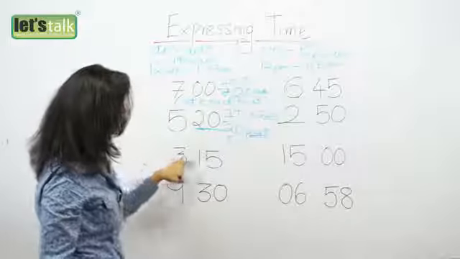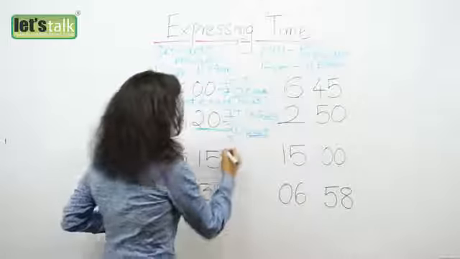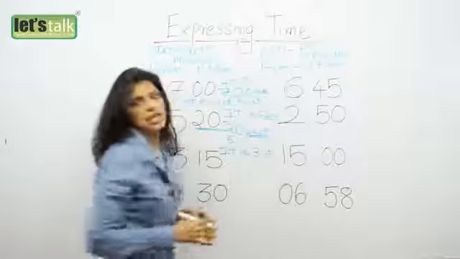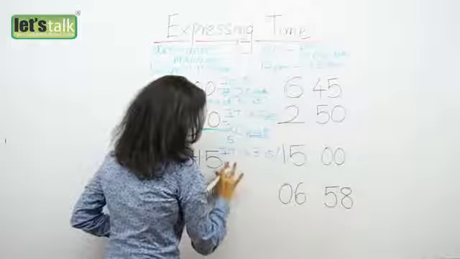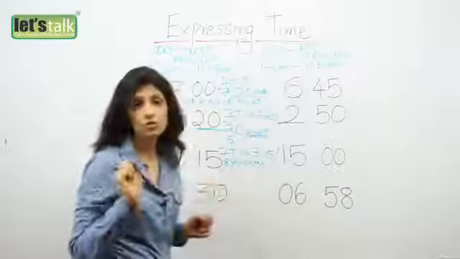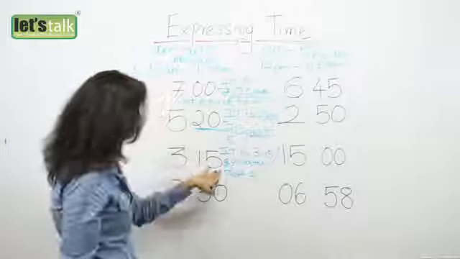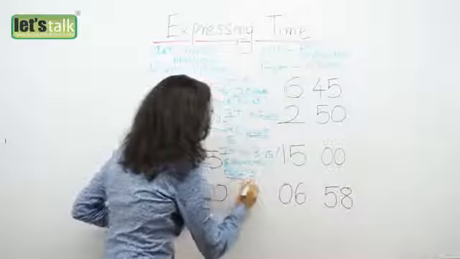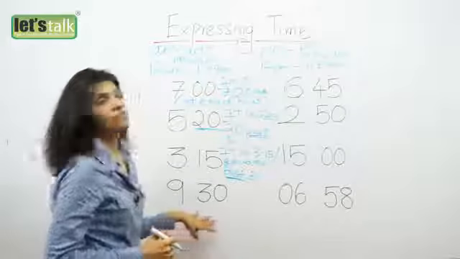Now the next one, 3:15. Now 15 minutes makes 1/4 of an hour. So you can say it is 3:15 AM or PM, or you can say it is a quarter past 3. That means a quarter of an hour past 3. So 15 minutes have passed 3. See, here we use past again to show that 15 minutes or a quarter has passed 3.